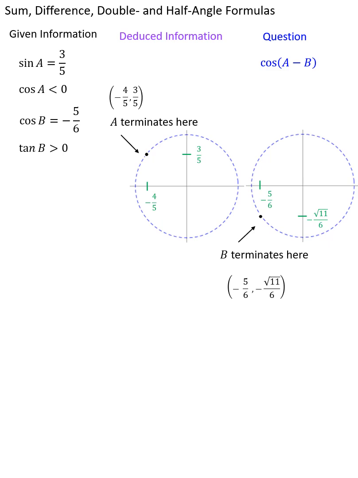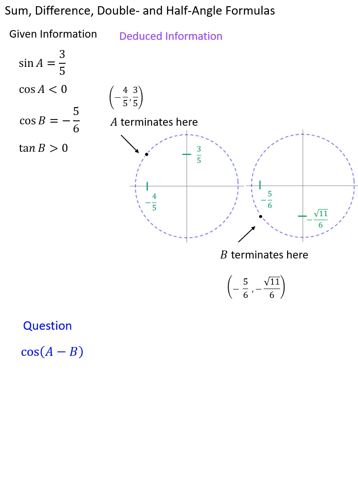Now, I'm only a couple minutes into this problem, but if you were solving this yourself, it would take you a long time to get that far. I haven't even addressed the question yet. The question is to find the cosine of A minus B. But for now, notice, I was given information about A, I found the terminal point of A. I was given information about B, I found the terminal point of B. Why is that helpful? Well, you're about to find out.